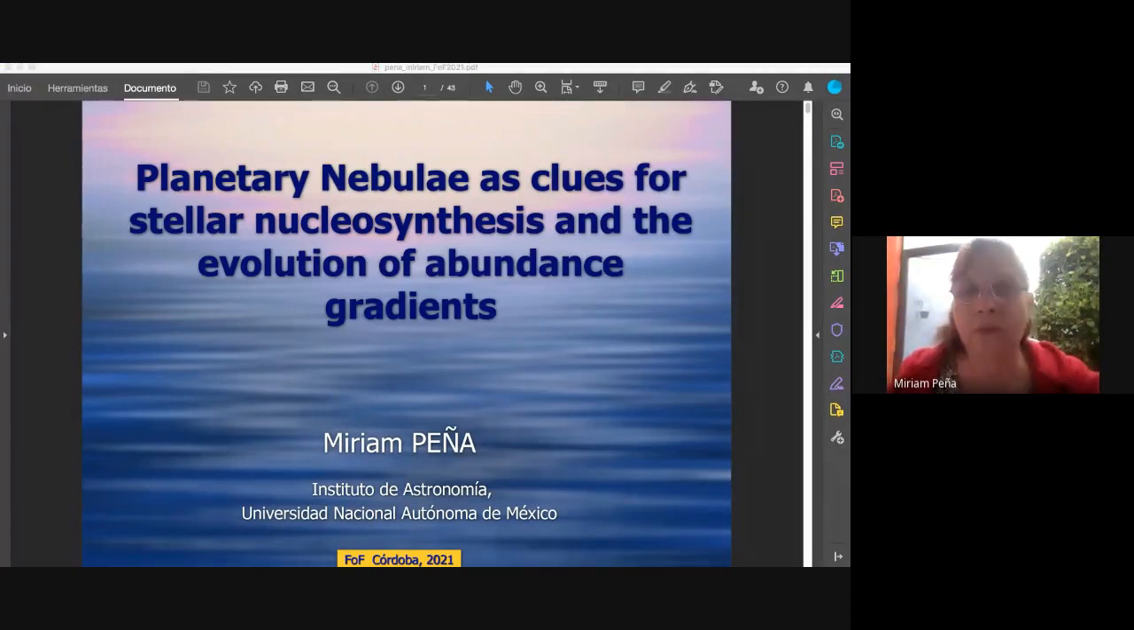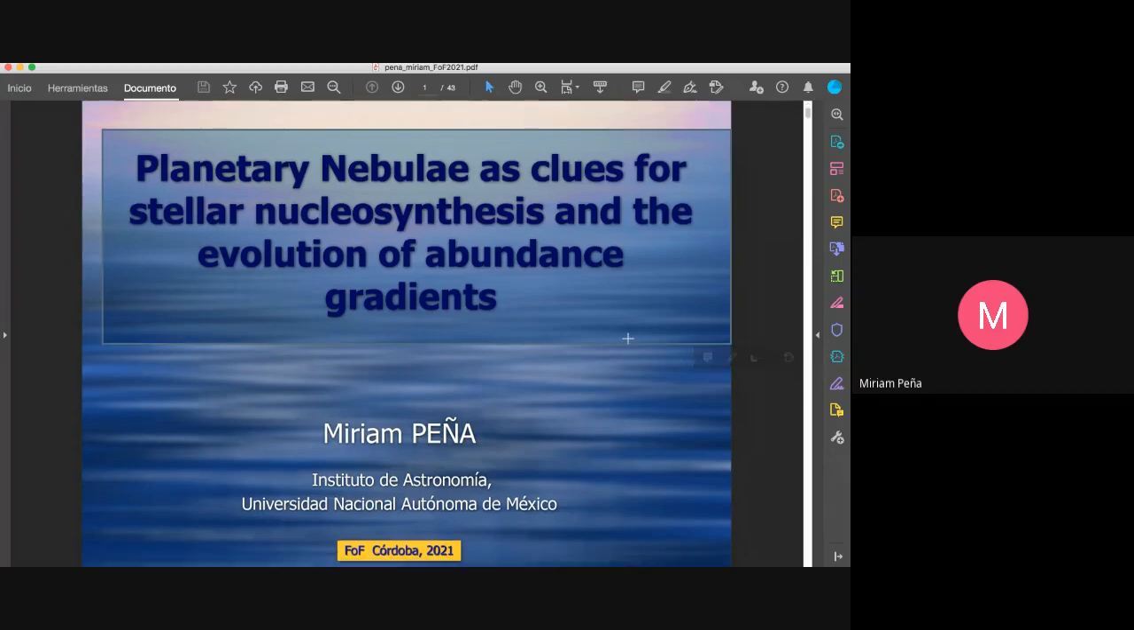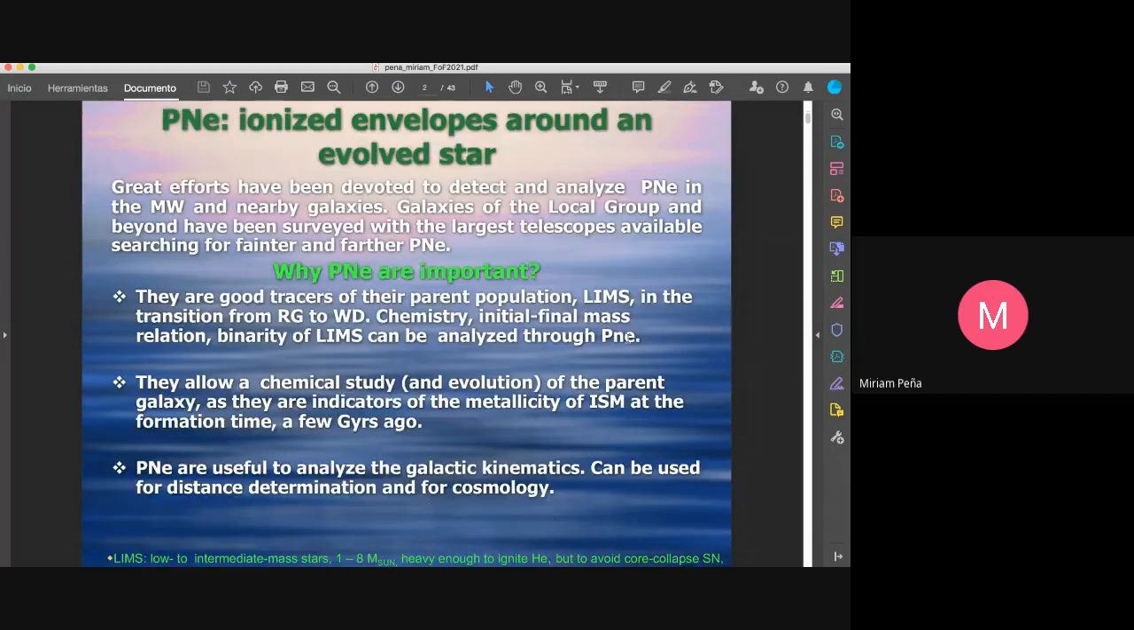I'm going to talk about planetary nebulae as clues for stellar nucleosynthesis and the evolution of abundance gradients in these galaxies. Planetary nebulae are ionized envelopes around an evolved star. Great efforts have been devoted to detect and analyze planetary nebulae in the Milky Way and nearby galaxies.